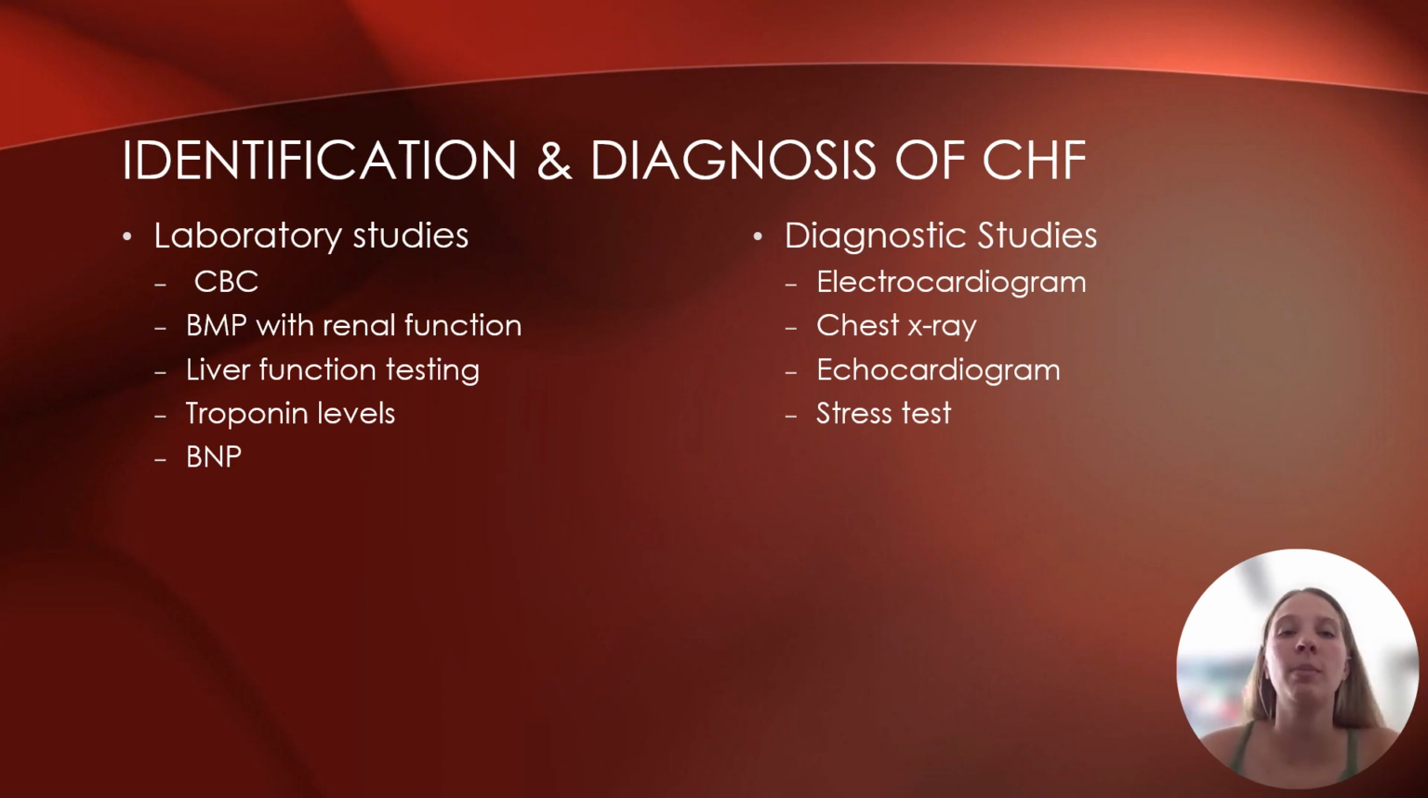A CBC should be done to show if there are any signs of anemia, as that can worsen heart failure. A BMP with renal function should be done as chronic kidney disease can be a contributing factor or a comorbidity of heart failure. The liver function test should be done as abnormalities in the liver function are associated with severe heart disease. A troponin level should be completed as it can detect underlying ischemia.